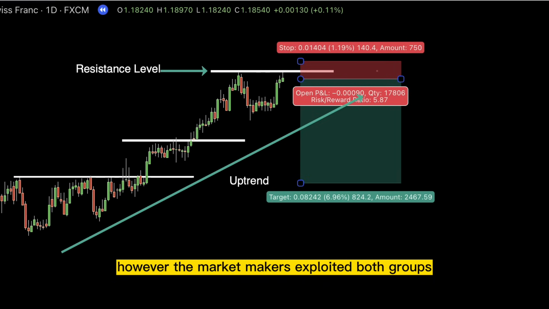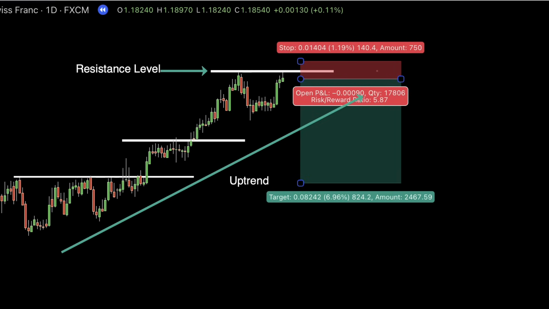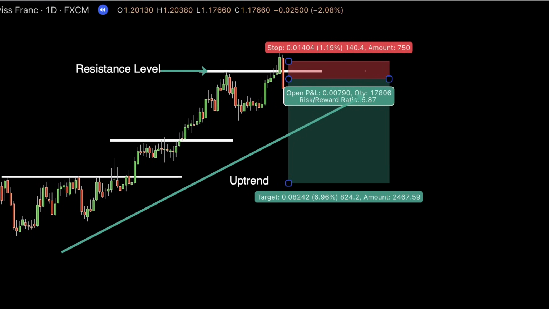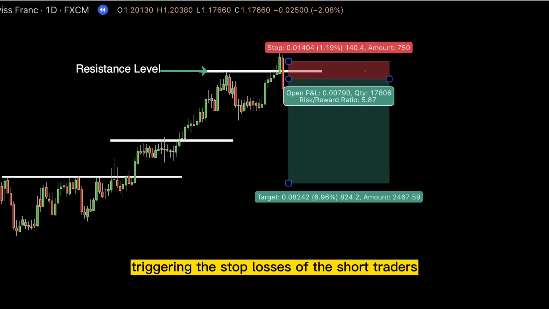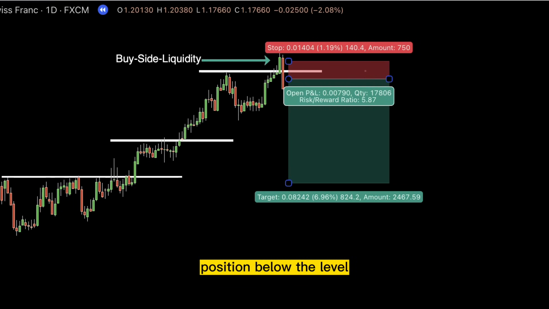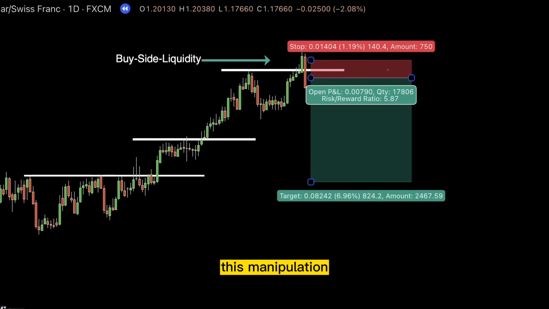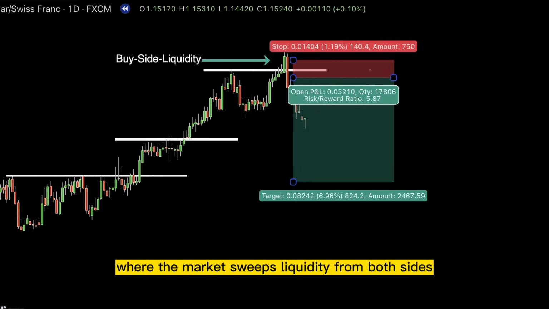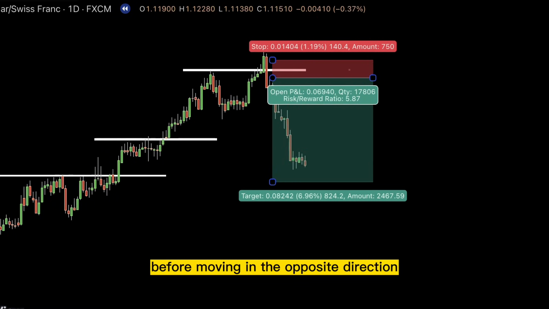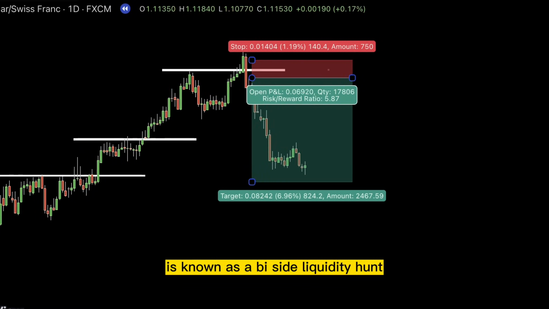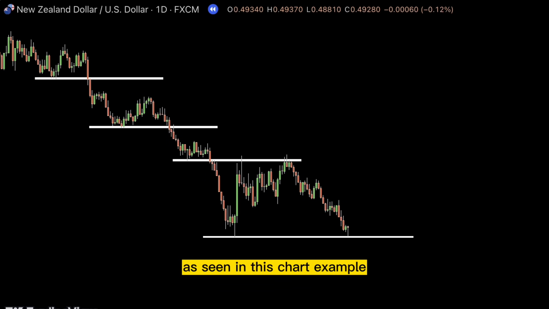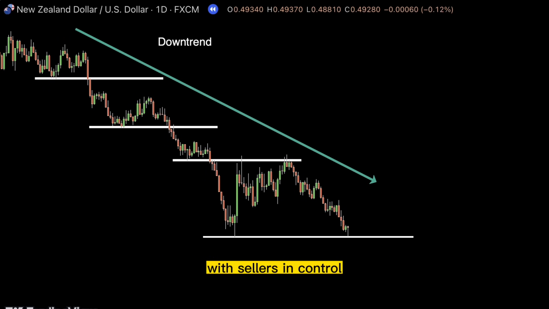However, the market makers exploited both groups. The price broke above resistance, triggering the stop losses of the short traders, then reversed, taking out the stop losses of the breakout traders positioned below the level. This manipulation, where the market sweeps liquidity from both sides before moving in the opposite direction, is known as a buy-side liquidity hunt.